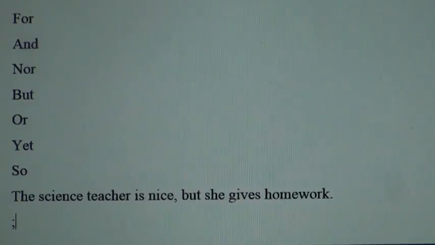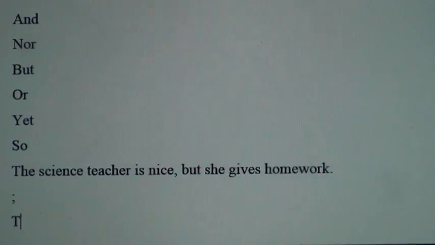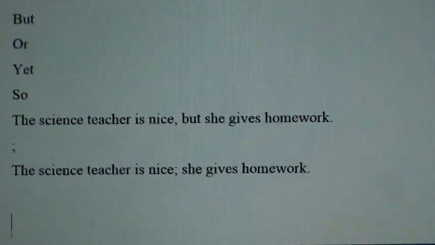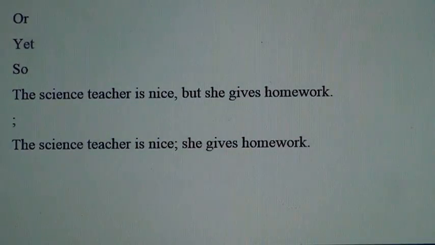So, the science teacher is nice, semicolon, she gives homework. When used properly, the semicolon can be used to add stylistic effect to writing as well. These are the only two solutions for run-on sentences. Now to solutions for fragments. Let's use the fragment from before, when I go to school.